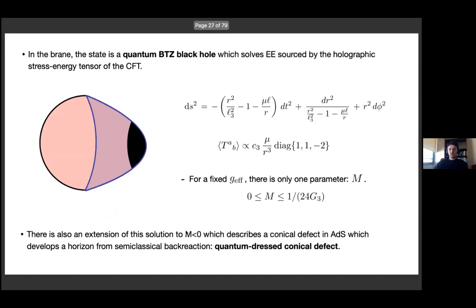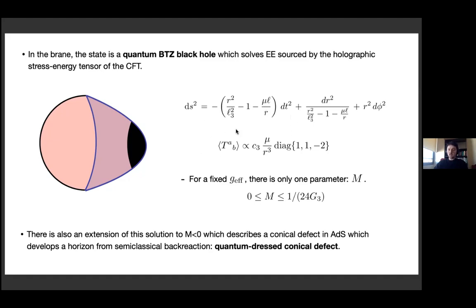Okay. So from the brane perspective, the previous solution induces a state which is described by a quantum BTZ black hole. So this quantum BTZ black hole solves Einstein's equations sourced by the holographic stress tensor of the CFT. In particular, the induced metric looks pretty much like the BTZ metric, with this correction coming from the 4D Newton potential. In 3D, this correction is in principle not expected from any Newtonian analysis, but its origin is just the 4D Newton potential.